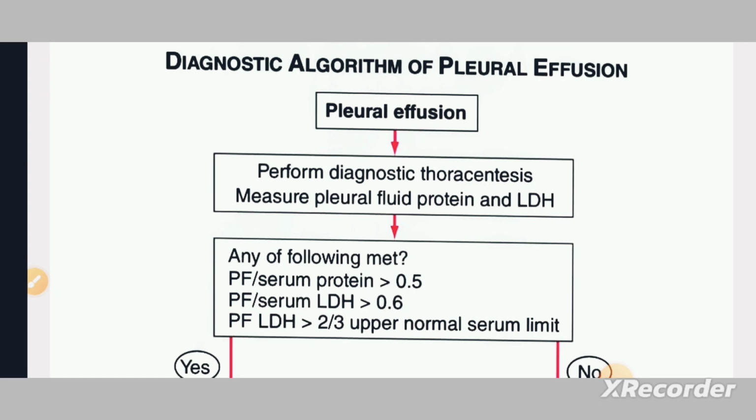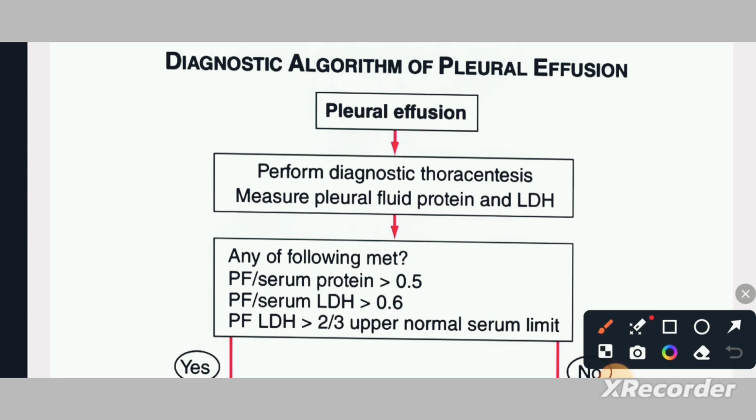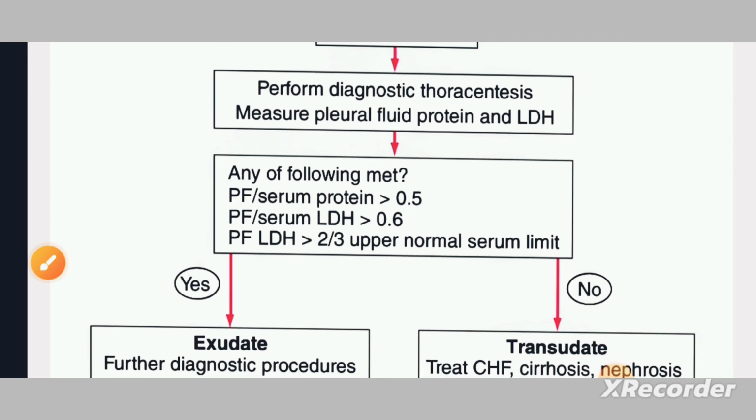For any case of pleural effusion, first we have to perform a diagnostic thoracocentesis. In the diagnostic thoracocentesis we take the pleural fluid and send it for pleural fluid analysis, for pleural fluid protein and LDH levels. After sending this for analysis, we will get the results. Based on the results, we have to follow Light's criteria. What is Light's criteria?